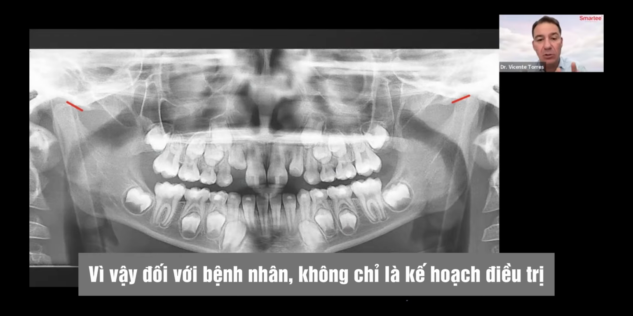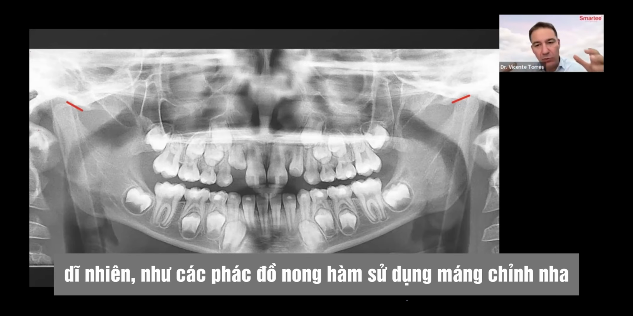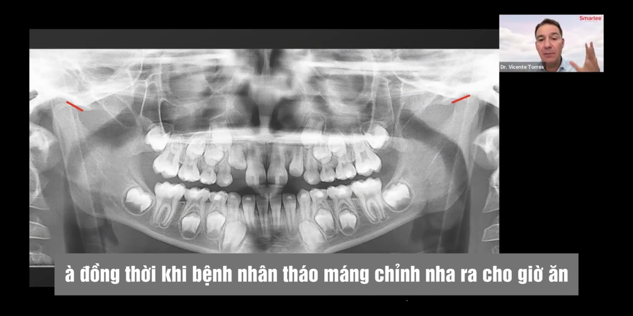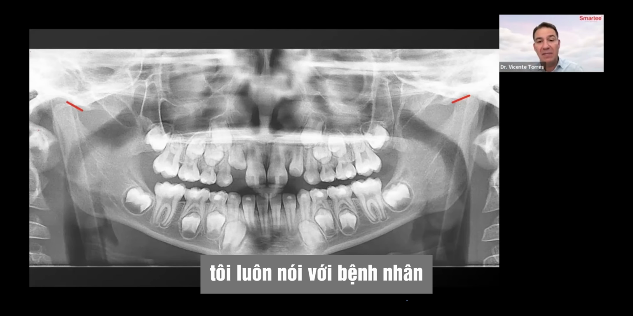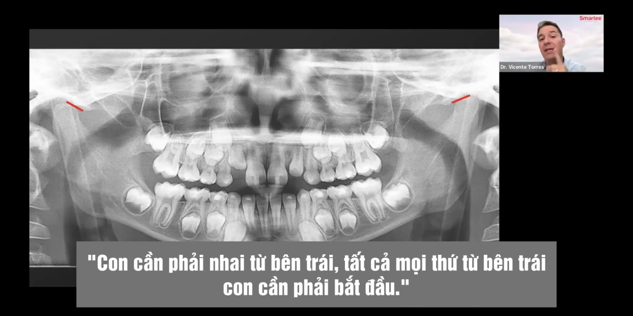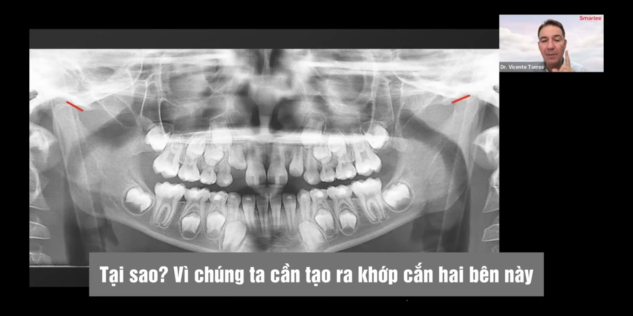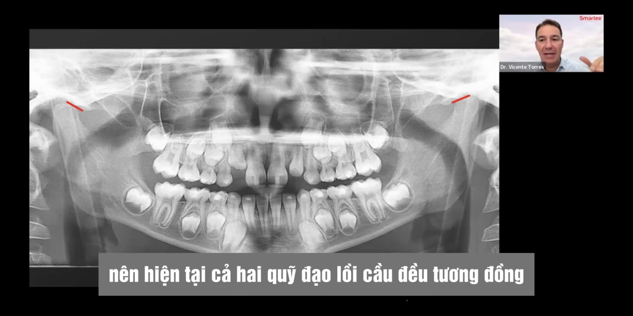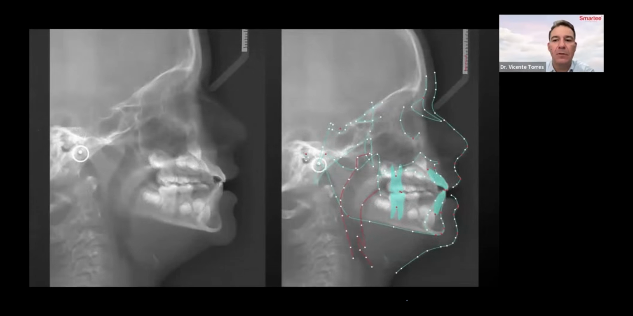For the patient, it's not only the treatment plan, of course, the protocols, the expansion using the aligner. At the same time, when the patient removes the aligner for mealtime, I always tell the patient, you need to chew from the left side. Everything from the left side. You need to start. Why? Because we need to create this bilateral occlusion. So right now, both condylar trajectories are similar. Okay, and this is the headshot.